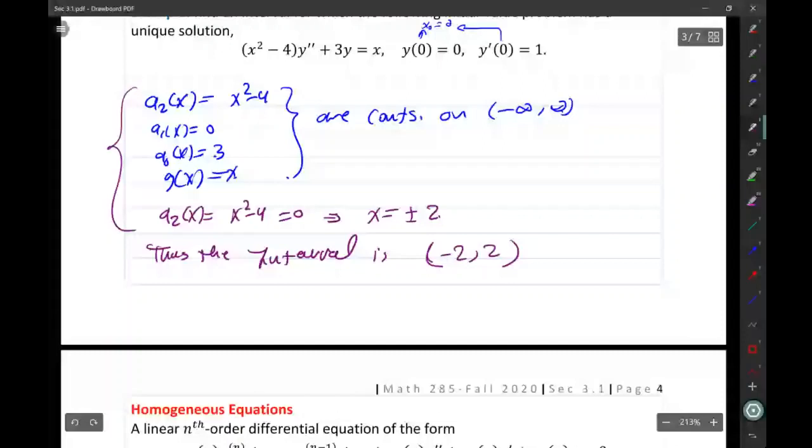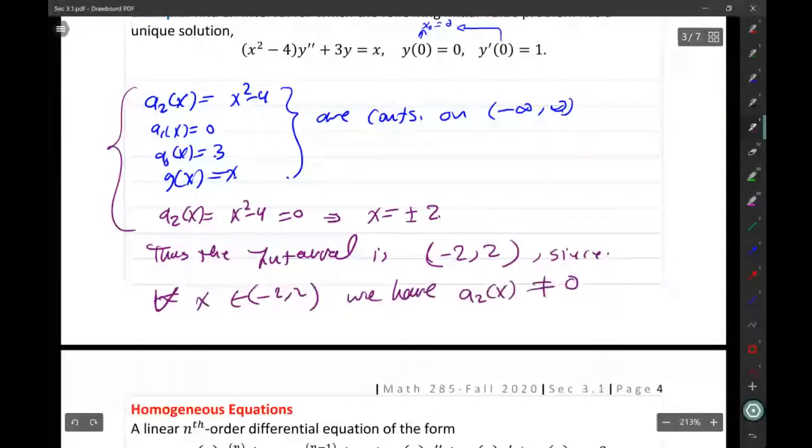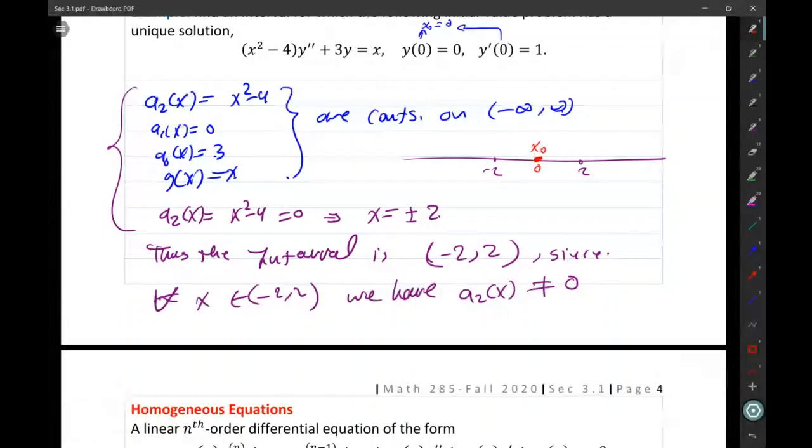So this is the solution, because on this interval, for all x belonging to the interval minus 2 to 2, we have a2(x) not equal to 0. But why did I choose this interval? Have a look here. Where is the location of x naught? Because the interval contains x naught, and x naught, which is equal to zero, belongs to minus 2 to 2. And that's all.